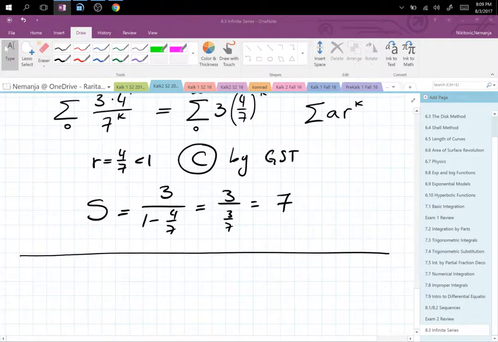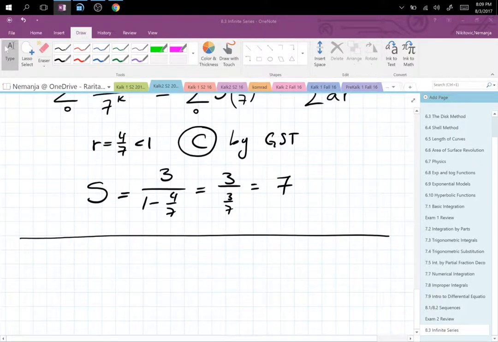And now, let's take a look at this problem. It says summation of 2 times one half to the k, from 1 to infinity.